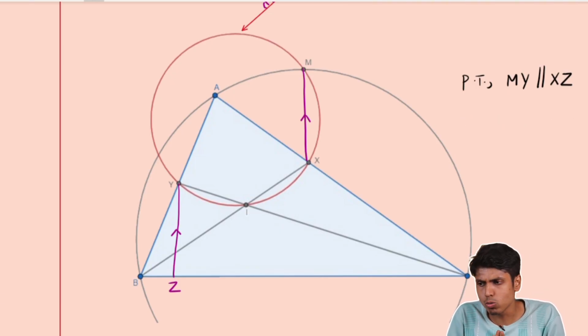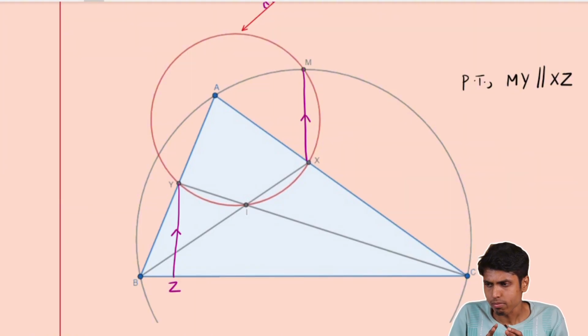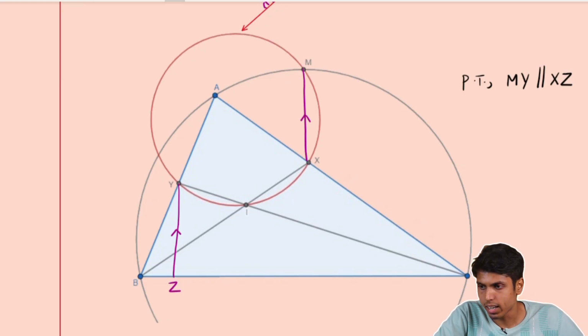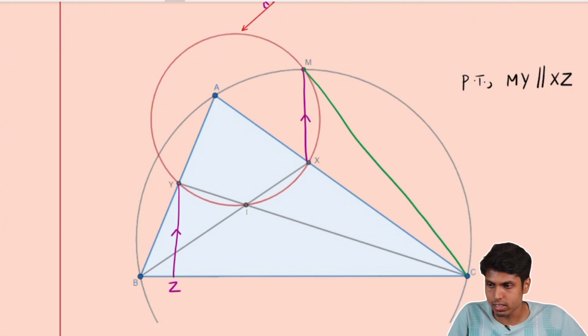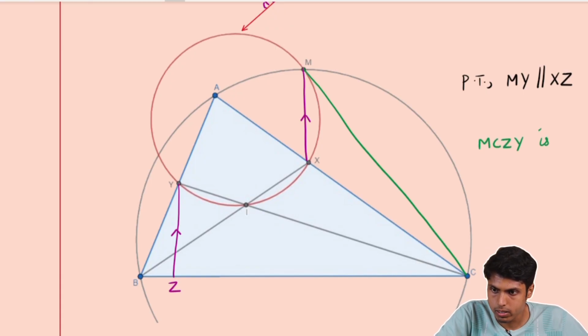But how to think about the point Z? Let's chase some angles here. If I construct such parallel lines, I try to prove some weird concyclicity. But it is not difficult, it is easy. If you try it for some time, you will be able to prove this. I try to prove that MCZY is a cyclic quadrilateral.